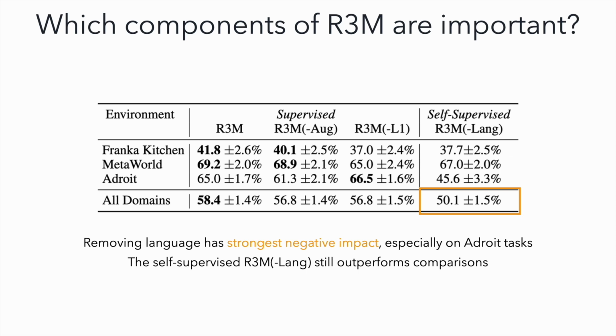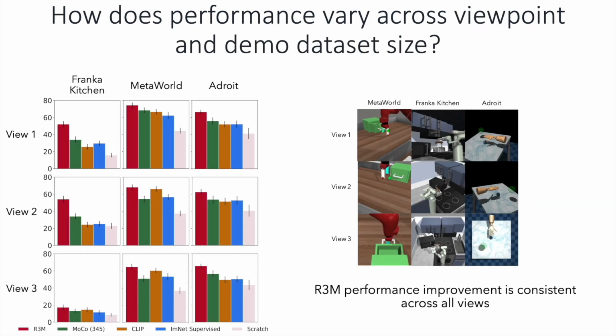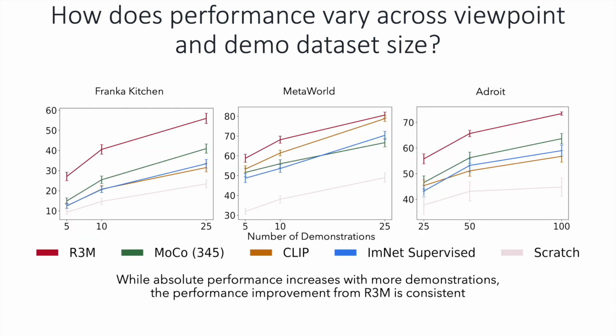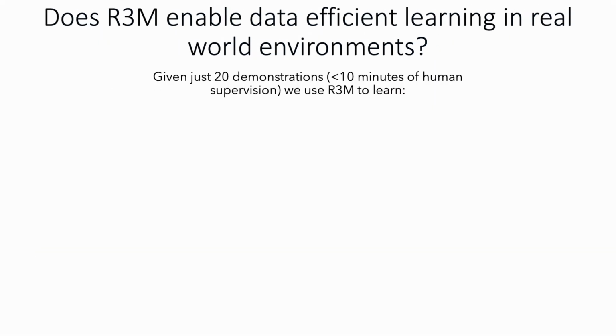In our third experiment, we see that the performance improvement from R3M is consistent across all viewpoints for each environment. And moreover, we see that as we increase the number of demonstrations, the performance improvement from R3M is largely consistent. Finally, we study how R3M enables efficient learning in a real-world environment.